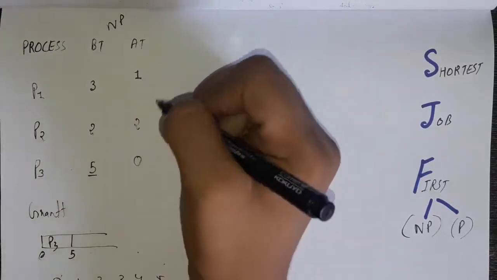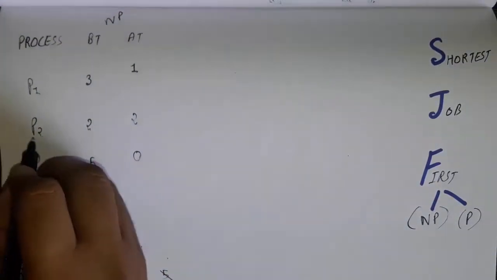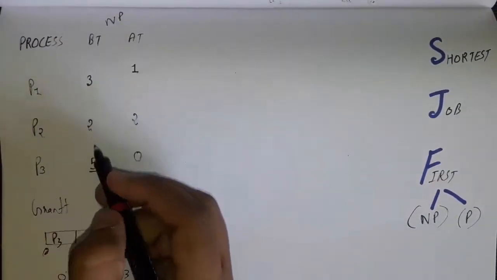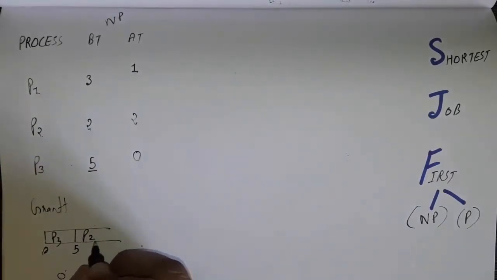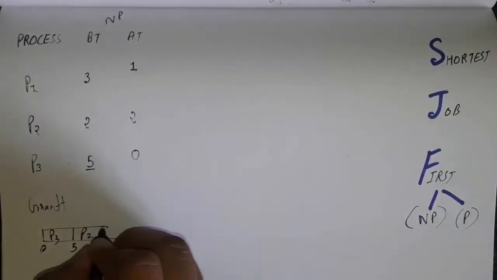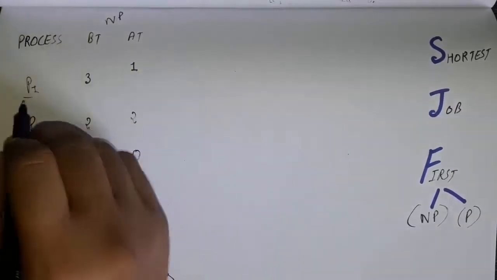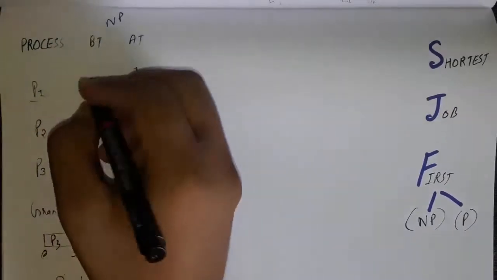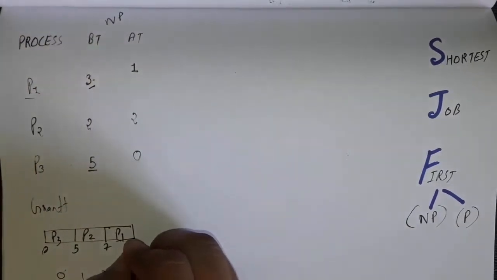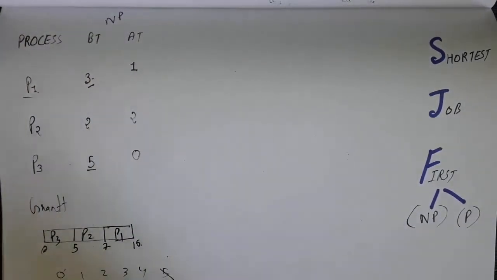So now we write the second process, which will be P2, because between 3 and 2, 2 is the smaller one. So write P2 and add it to the time, which is 5 plus 2 equals 7. And now the one remaining process P1, so add its burst time, which gives 10. So 7 plus 3 is 10, and 5 plus 2 is 7.